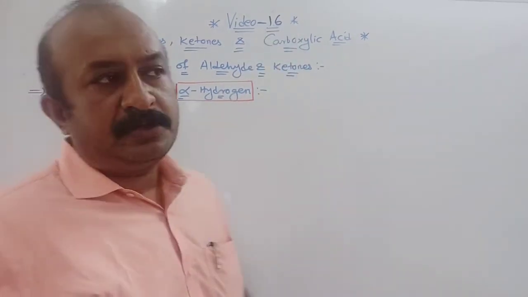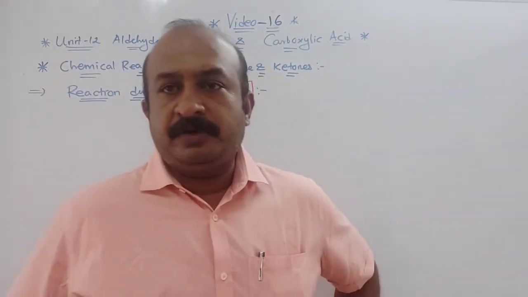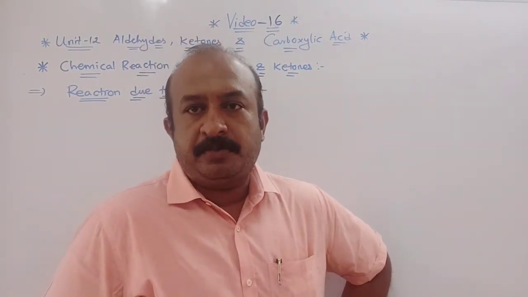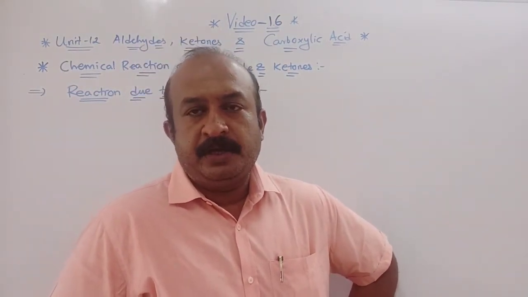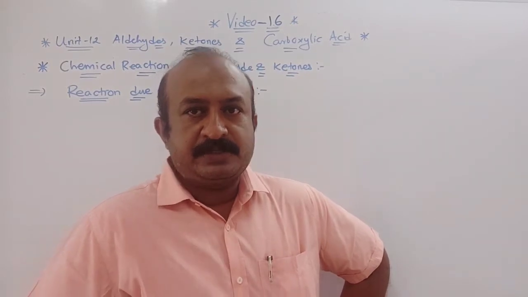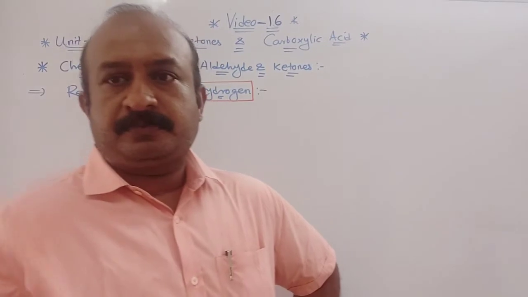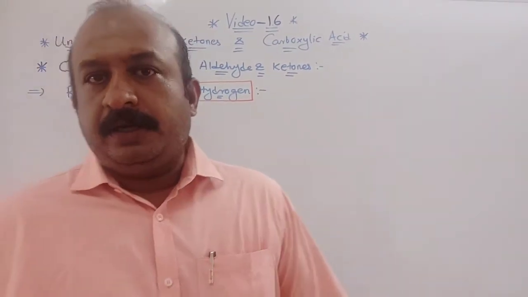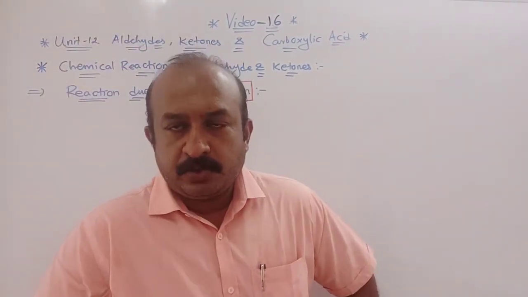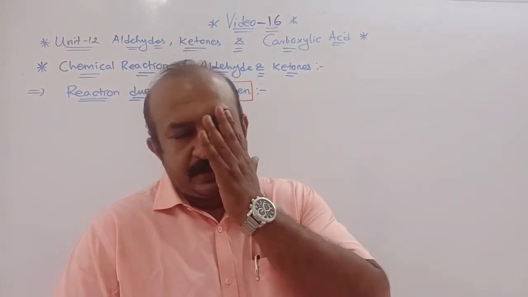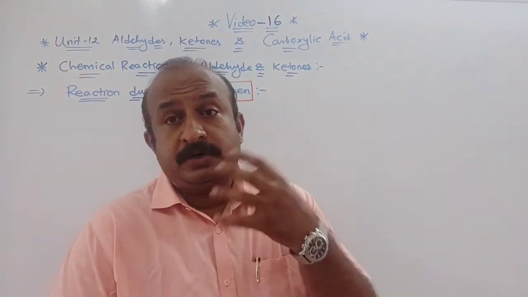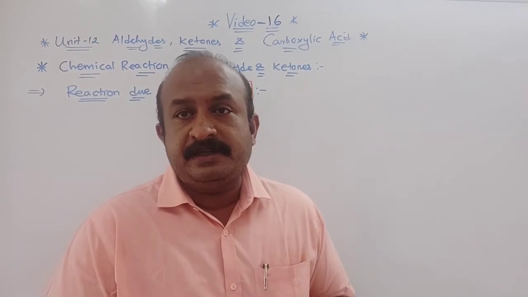We are going to discuss the last property, that is, the chemical properties of aldehyde and ketone, in which we are going to discuss the reaction due to alpha hydrogen. Now, when we talk about the reaction due to alpha hydrogen, we will first understand through which mechanism the reaction takes place.